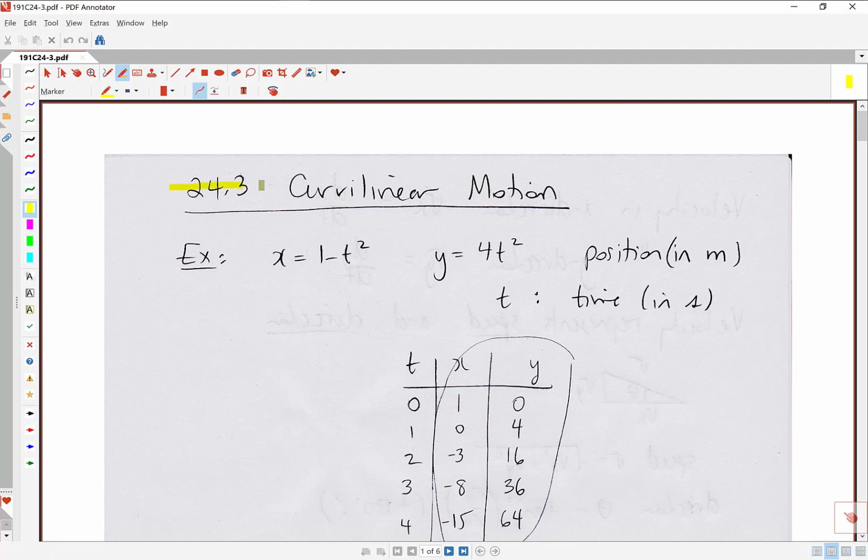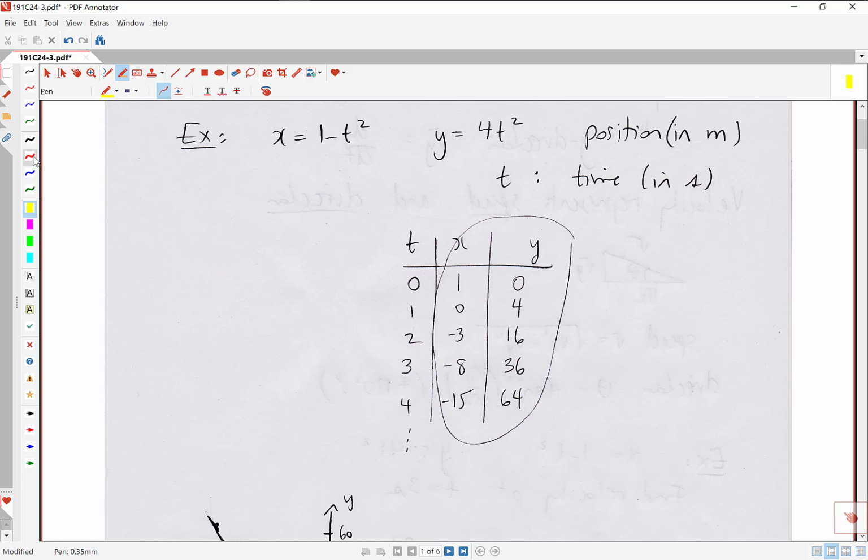In this video, we're going to be looking at what's called curvilinear motion. So the context is we can imagine that we have an object that's moving through the XY plane, and we're going to be talking about things like calculating the object's velocity or calculating its acceleration. So let's take a look at how the information in this section might be presented.